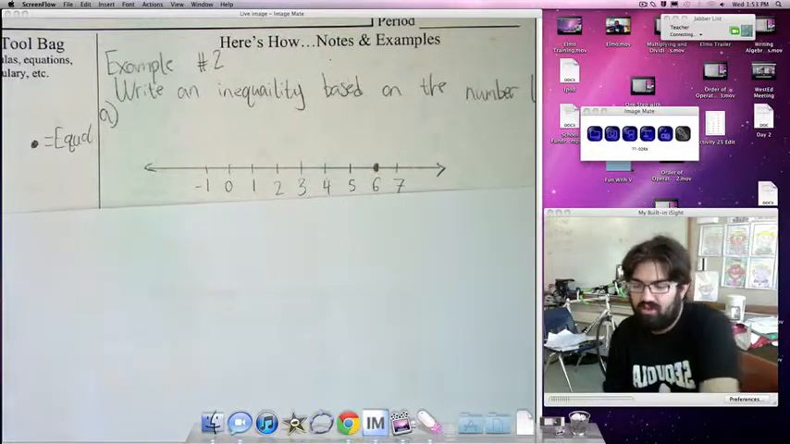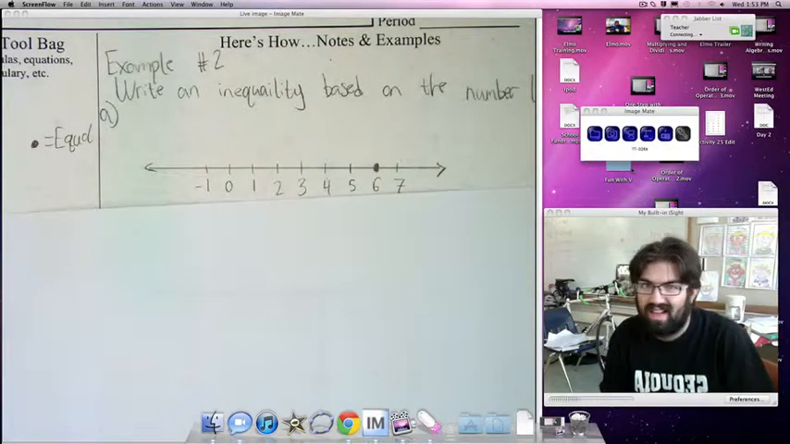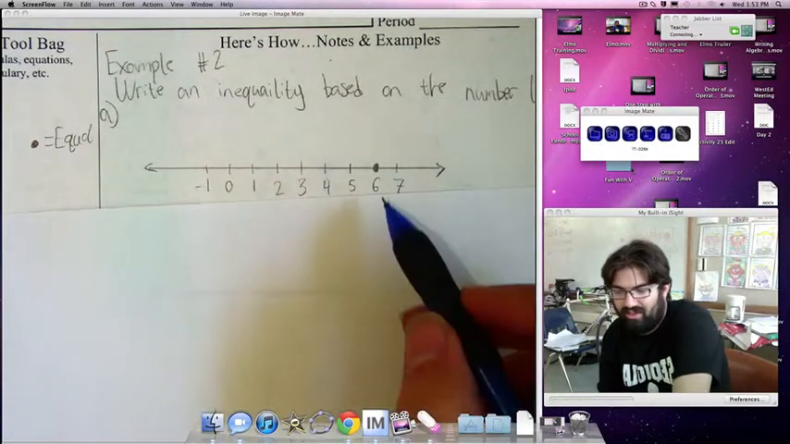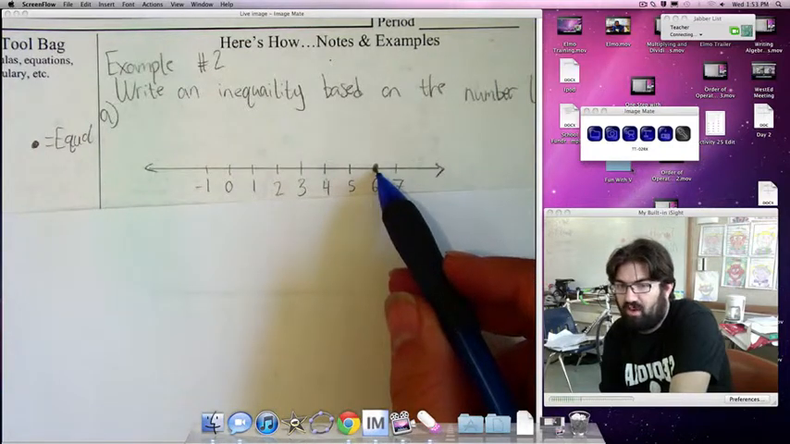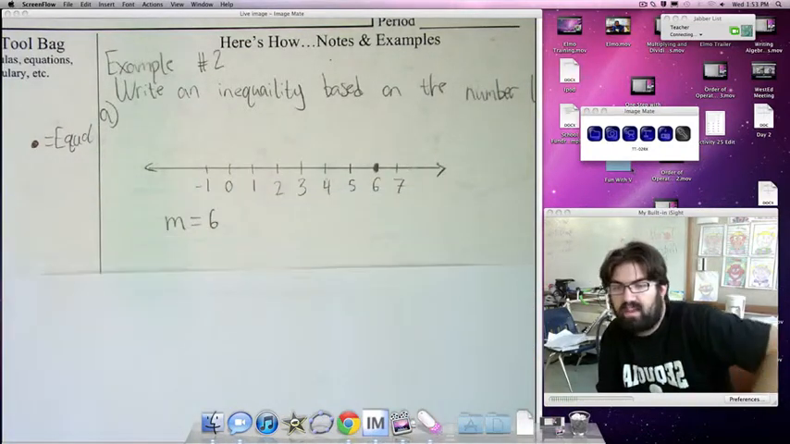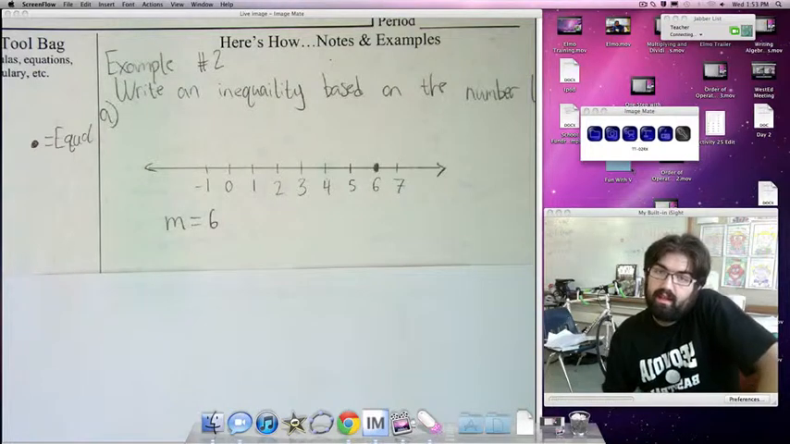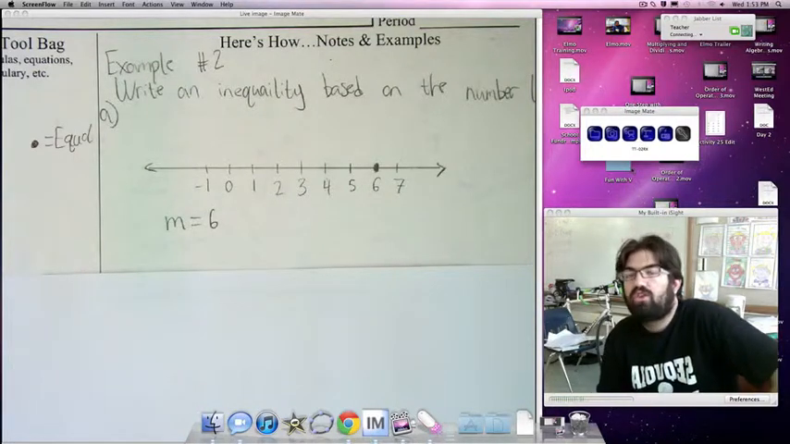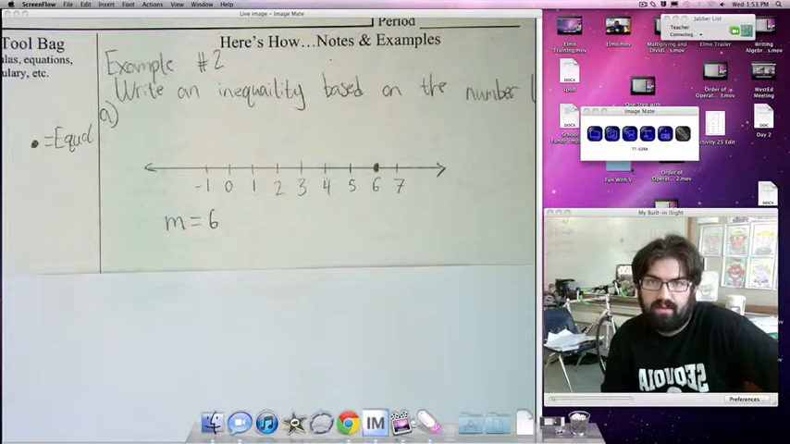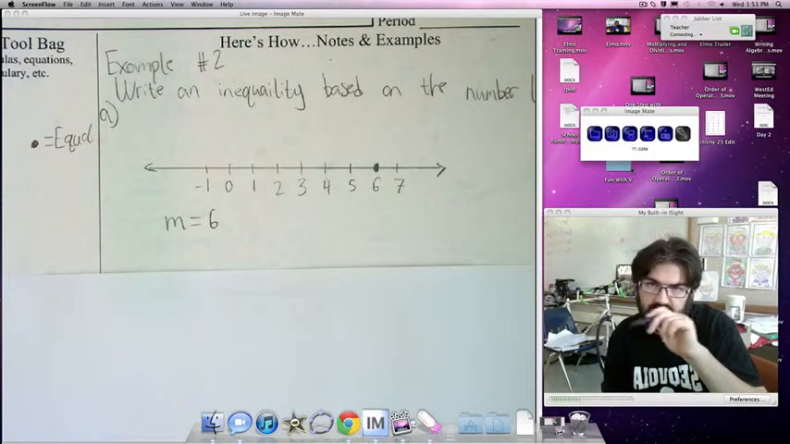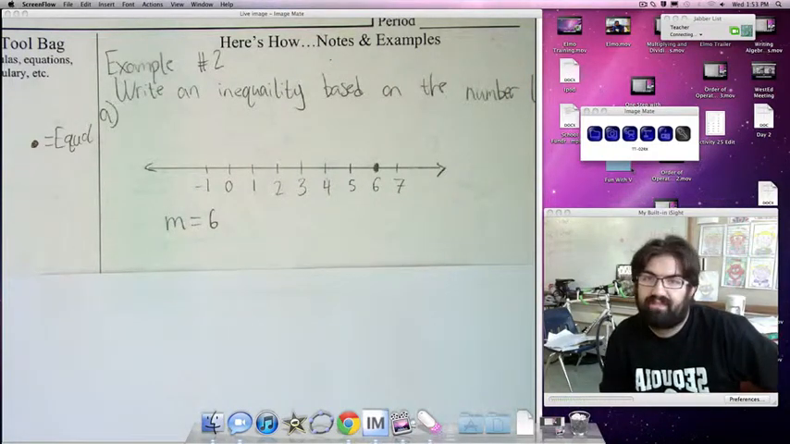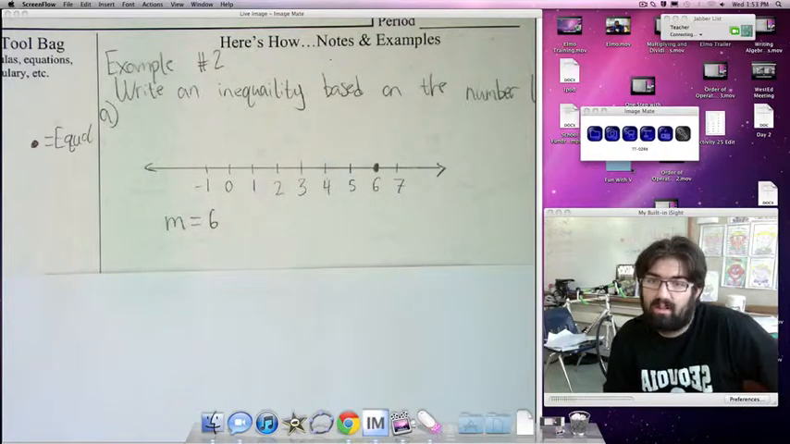But if that's it, there's no squiggly lines anywhere, then that's it. It's some number equals 6. There's no other answers. So this one's pretty easy. It's m equals 6. So if I ask you how do you graph x equals 35, you put a closed dot at 35, and you're done. That's the only answer. That's the number line.